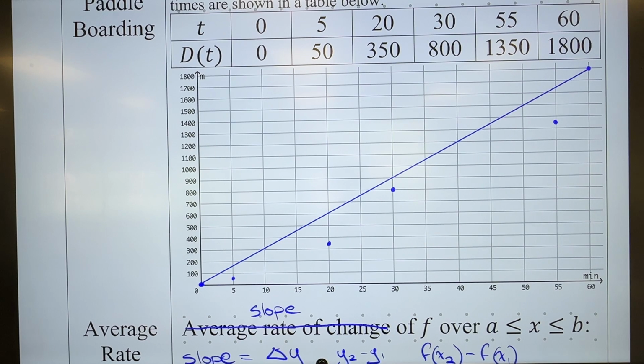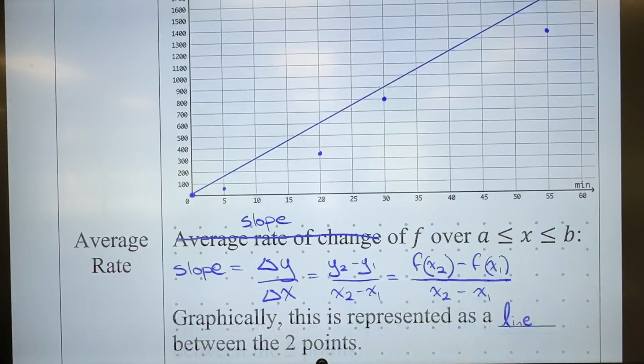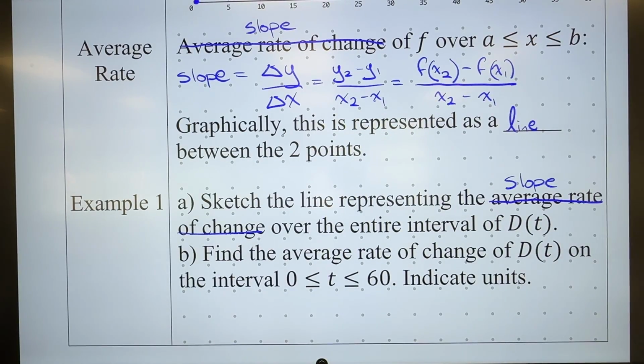In AP Calculus, it usually asks for random intervals. It'll say between 20 and 55, between 0 and 20. It'll randomly give you an interval, and you're expected to find the slope on that interval. And you can just use that function, or the values in the table to find that. So I sketch the line, done.